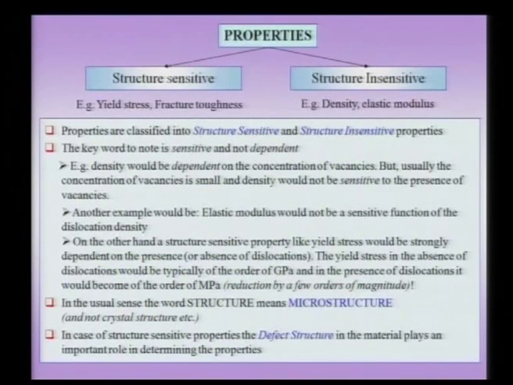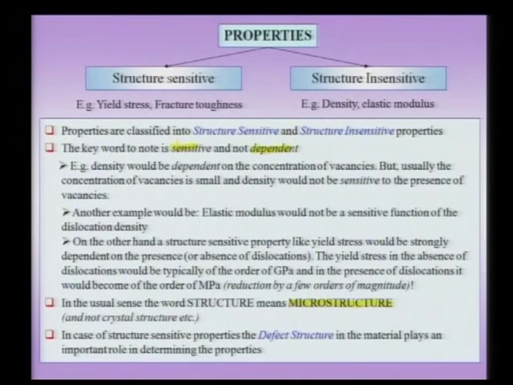Now, when we talk about properties, there are structure sensitive properties and others which are known as structure insensitive properties. The key word of course is sensitive, and the second key word is structure. When I say structure, typically what we mean is microstructure, though in other contexts some people might use it to mean crystal structure or electromagnetic structure. But typically when they say structure sensitive, they actually mean microstructure. And the second keyword, as I pointed out, is sensitive. That means we are using the word sensitive and not dependent.